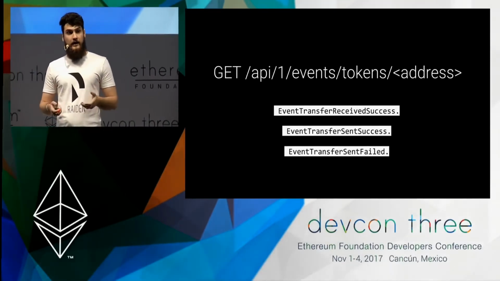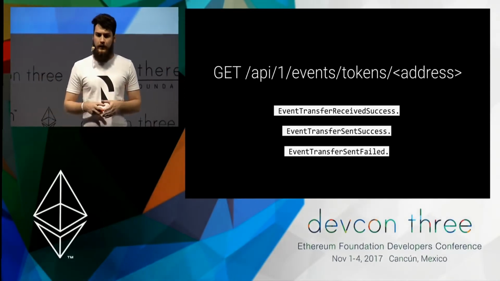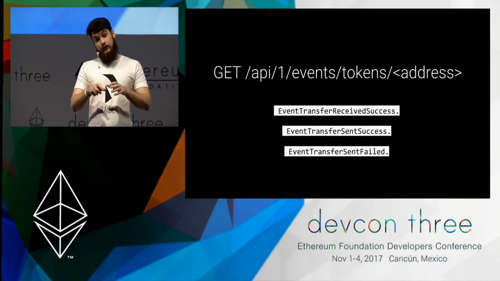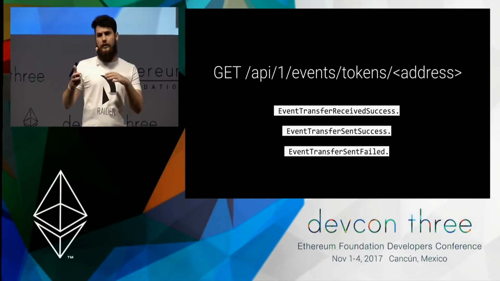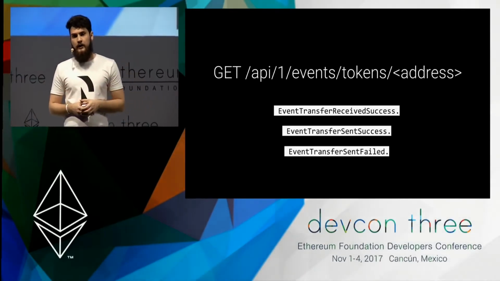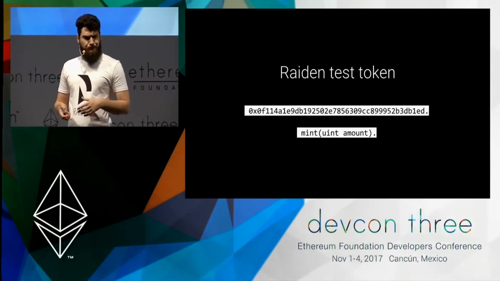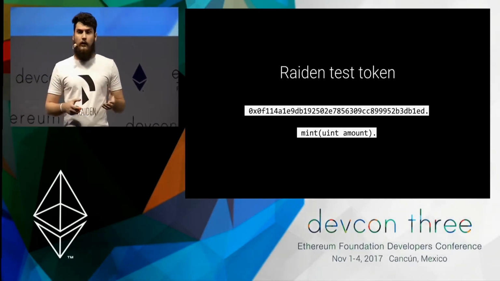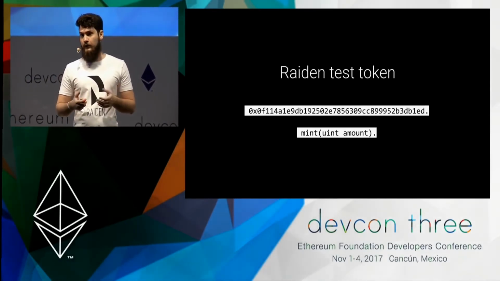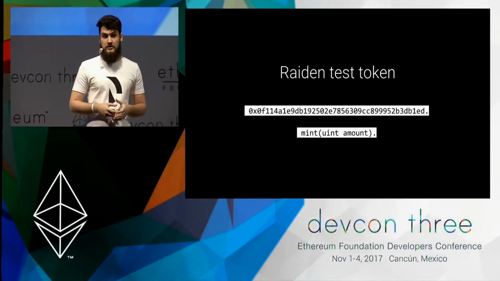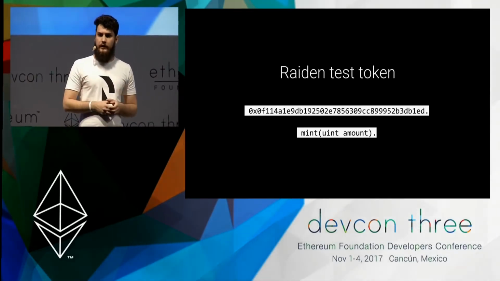That event is emitted every time that you receive a payment, and then you can react to it. And that event will have the identifier and the token and the amount of the transfer that you received. So that's everything that you need to know about the endpoints available in Raiden. And with that, you can build applications on top of it that make payments using the Raiden network.